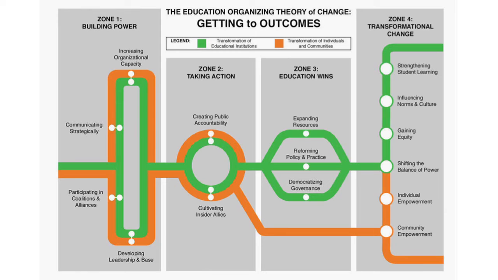So I actually want to start in the transformational change zone, Zone 4. The reason I want to start here is we're in Philadelphia building a campaign right now around state funding, but we're not starting from zero. We're starting from decades of work around a funding struggle.